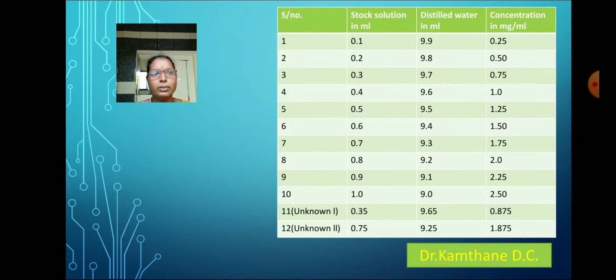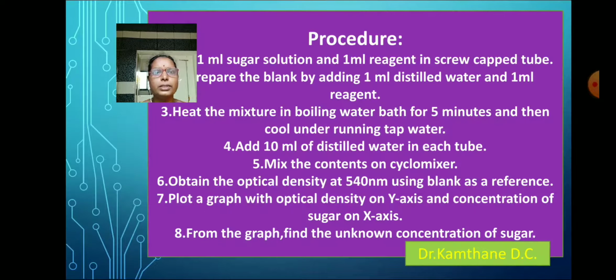Procedure: 1 ml of the sugar solution is added to 1 ml of this reagent in a screw capped test tube. The blank is also prepared by adding 1 ml of distilled water instead of the sugar solution to 1 ml of the reagent. Heat the mixtures in a boiling water bath for 5 minutes and then cool under running tap water. After cooling, add 10 ml of distilled water to each test tube.